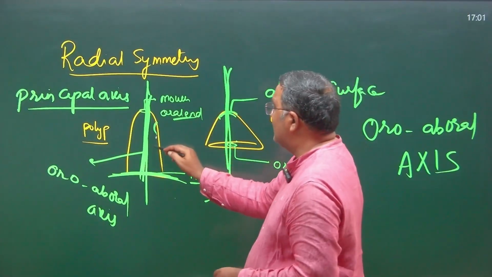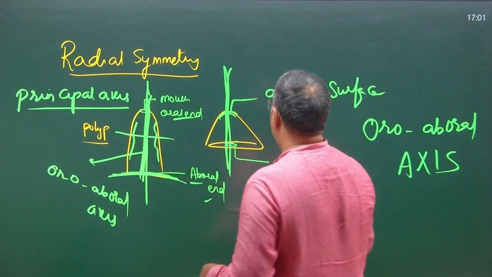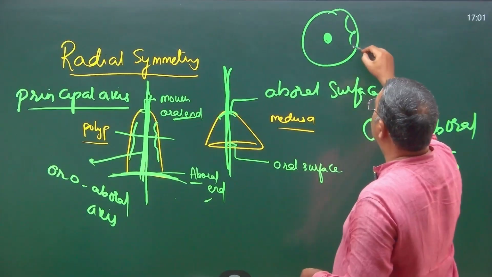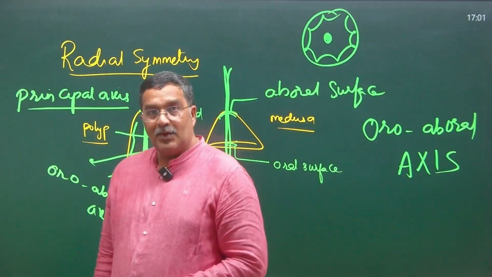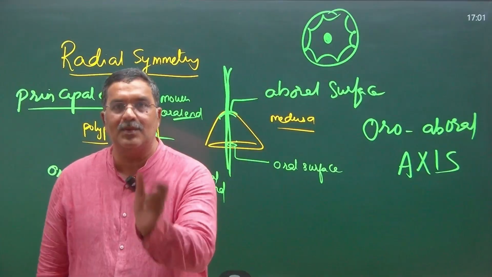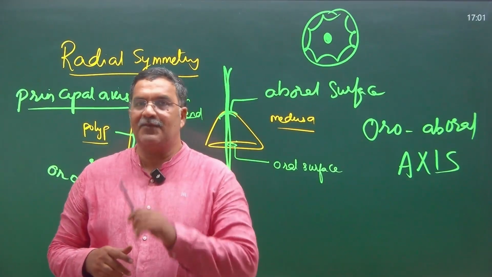Now, arrangement of the body. Body parts are arranged radially, surrounding this. I can't show it here, but if I take a transverse section, you can understand. This is the oroaboral axis. Body parts are arranged surrounding the oroaboral axis.